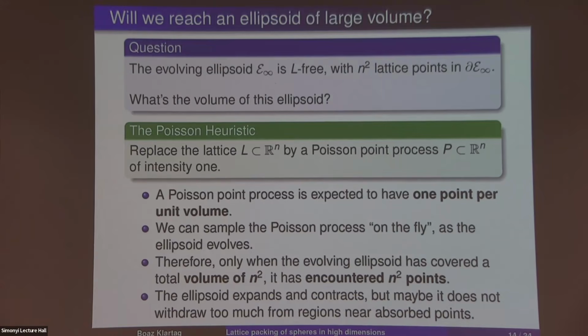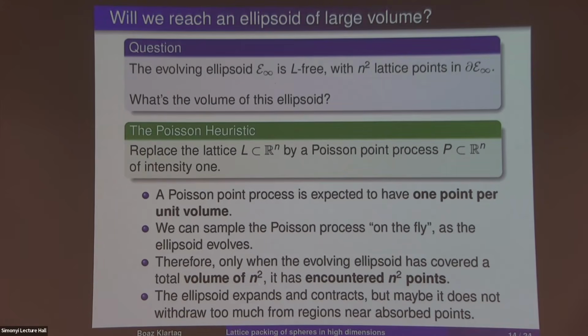Now, there are many issues with this Poisson heuristic. For example, for a Poisson process, you can find ellipsoids of infinite volume which are disjoint from the points, so the analogy stops here and there. But if your process is simple enough, then you should hope that you'll be okay.